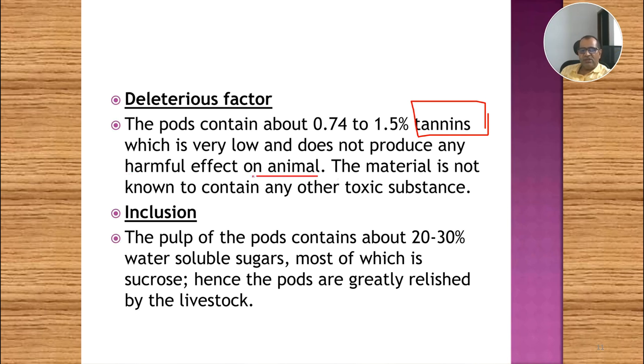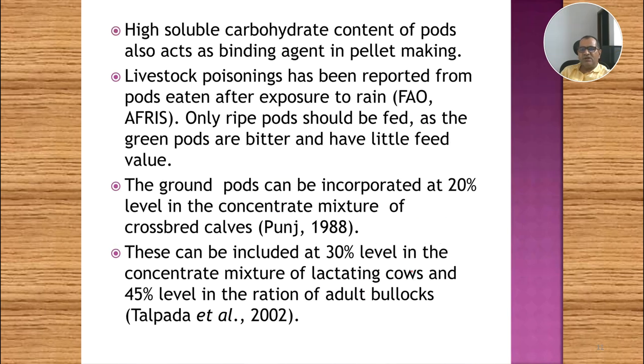No harmful effect on animals is known, nor do they contain any other toxic substances. But any unconventional source of feed should not be used more than 20 to 30%. If we administer more, it may cause some toxicity or other problems. And such unconventional fodders should not suddenly be given to cattle unless the nutrient variety is known, or the proximate principle and toxic principle are known.